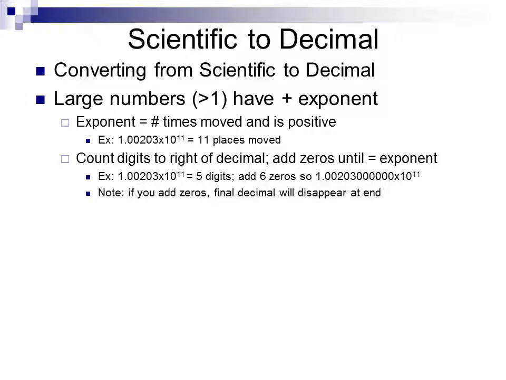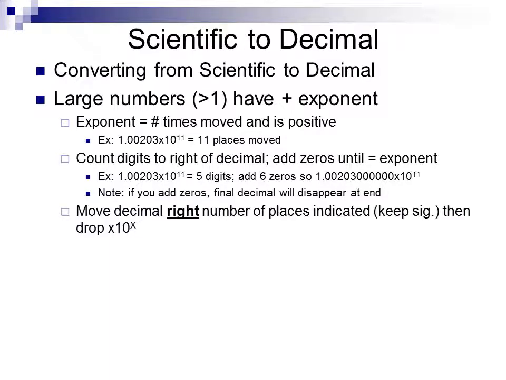If you do add zeros like this, remember that your final decimal will disappear at the end. So when I get that decimal to that last point, I'm going to remove the decimal, because by adding those zeros, I've added numbers which clearly are not significant. If they had been significant, they would have been reported in the original scientific notation.